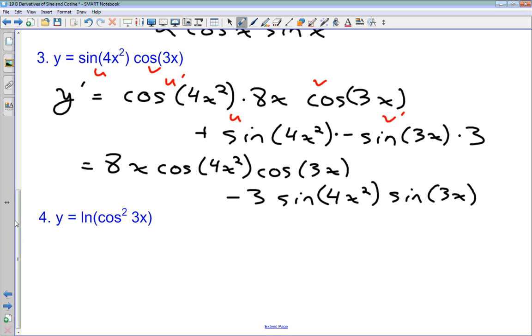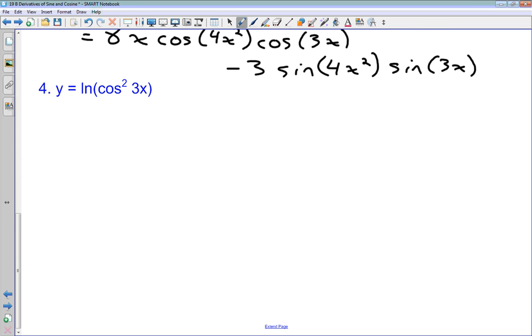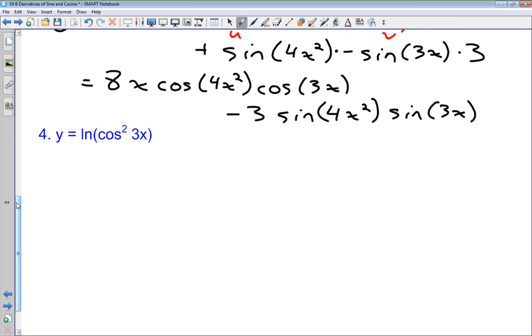Last example here, we will combine our trig derivatives with one of the derivatives that we did in the last unit here. We want to find the derivative of ln cos squared 3x. So to do this one, I think it's going to be helpful to rewrite the original function. So I see that cos squared, so I'm going to rewrite that cos squared as cos 3x all squared.